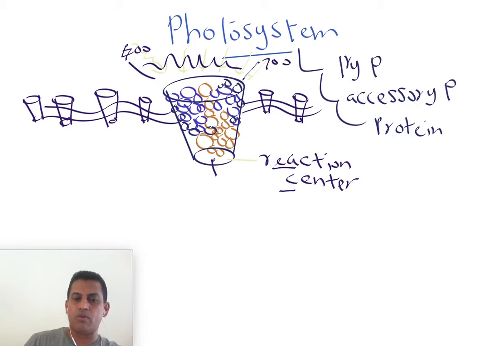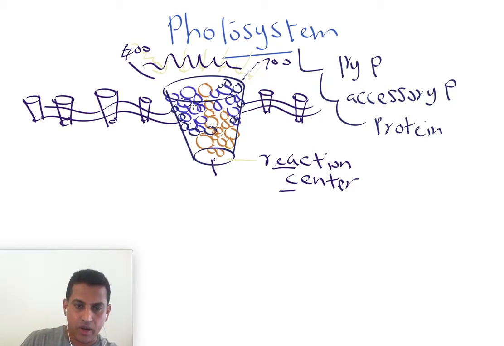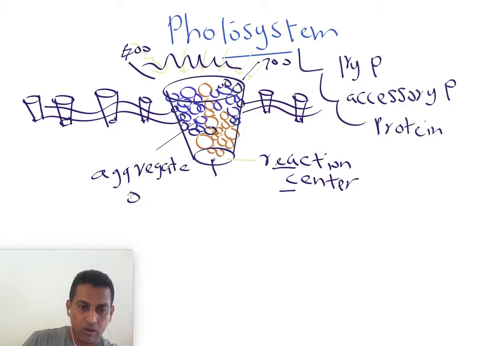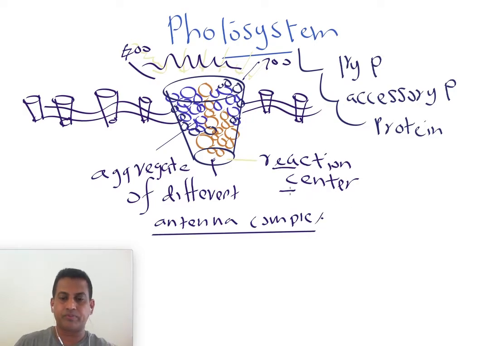In the reaction center, the most important molecule is chlorophyll, and the accessory pigments and the other protein molecules help funnel all the sunlight into the reaction center, so that none of the molecules get damaged by the sunlight, as all molecules play teamwork to bring this sunlight into the reaction center. So this aggregate of different molecules is called the antenna complex. That's the reaction center.